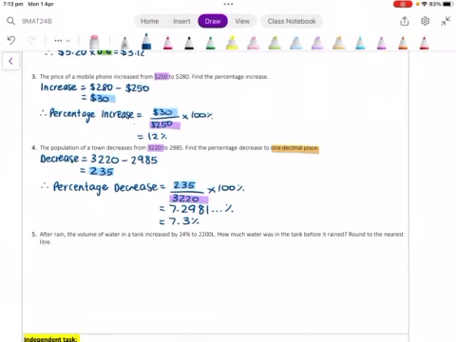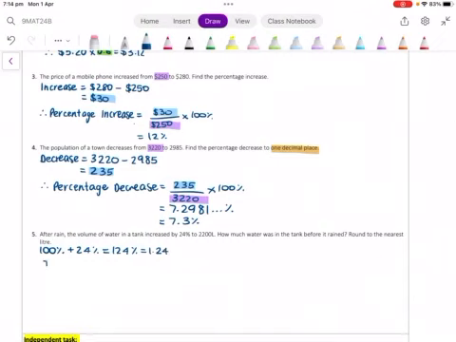For example 5, after rain, the volume of water in a tank increased by 24% to 2,200 litres. How much water was in the tank before it rained? We want to round to the nearest litre. So our tank started with 100%. It then increased by 24%, so we have 100% plus 24% equals 124%, which as a decimal is 1.24.